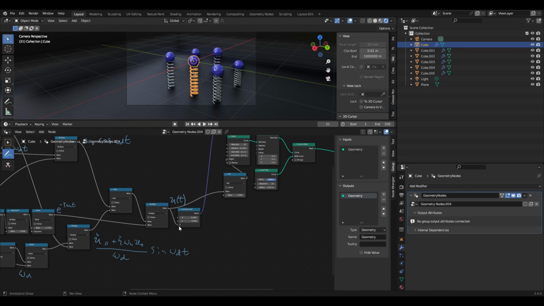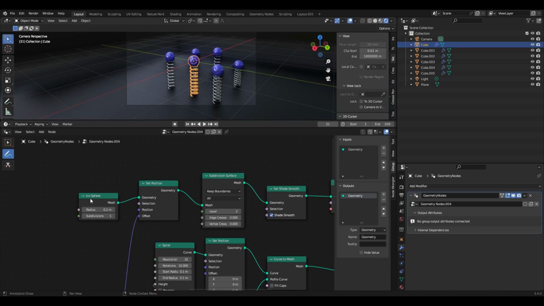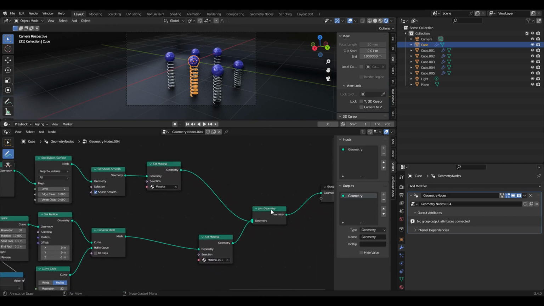So here I'm using that as my z motion. Nothing in x or y, that's z, and then that's going into the offset of an icosphere using the set position node. And then I do a subdivision surface and shade smooth just to make the icosphere look nice and smooth, and add a material to it. And that goes into the join geometry.